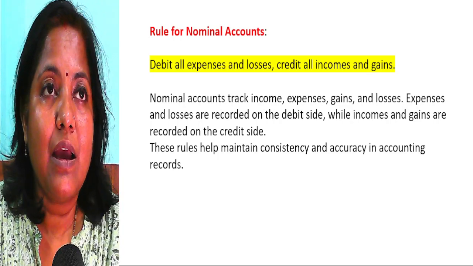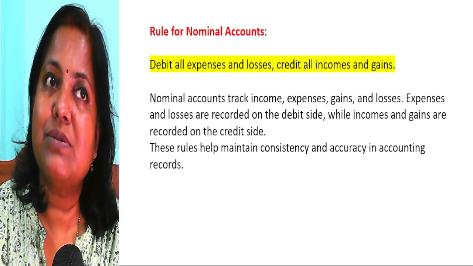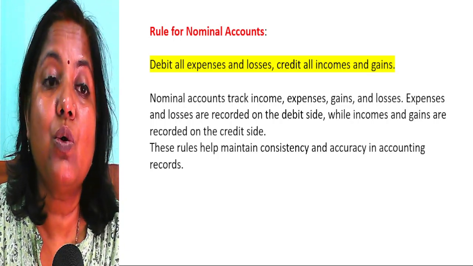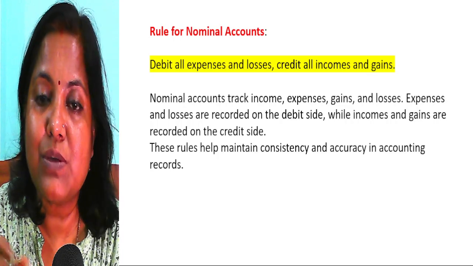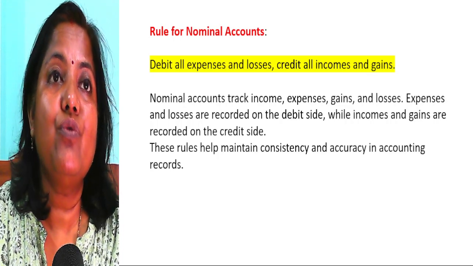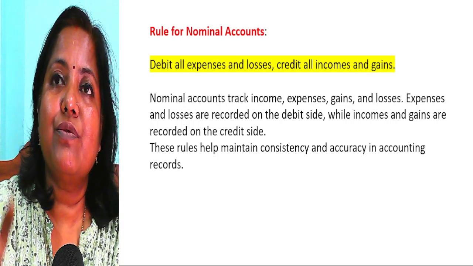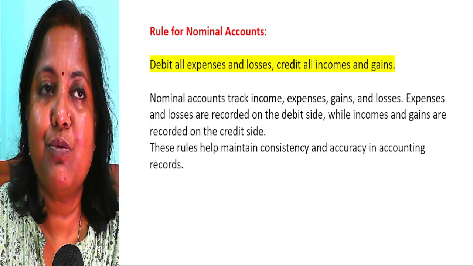That will be a gain. You sold it for 1,50,000, and the item cost 1 lakh. So 50,000 is a profit. That is a gain. So what will you do? You will credit that gain. You received how much money, and how much was the cost?